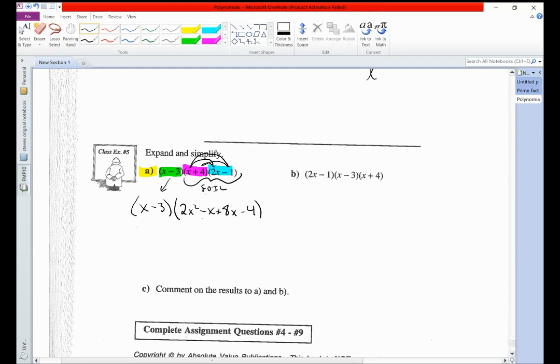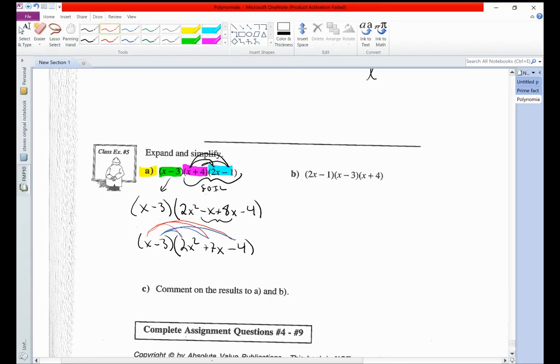We can simplify that. We have a negative 1x plus 8x. So I'm going to say x minus 3 and 2x squared. So negative 1x plus 8x is plus 7x minus 4. And now we have a binomial multiplied by a trinomial. So what you can do is just look at the first term, this x here, and multiply it by every term in the next bracket. And then you can take this negative 3 and multiply by every term in those brackets.